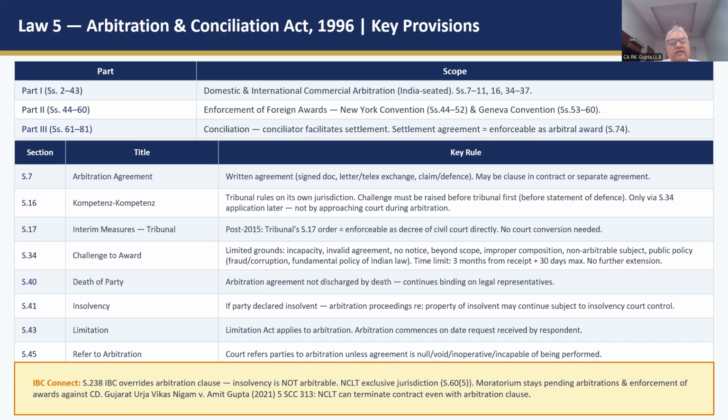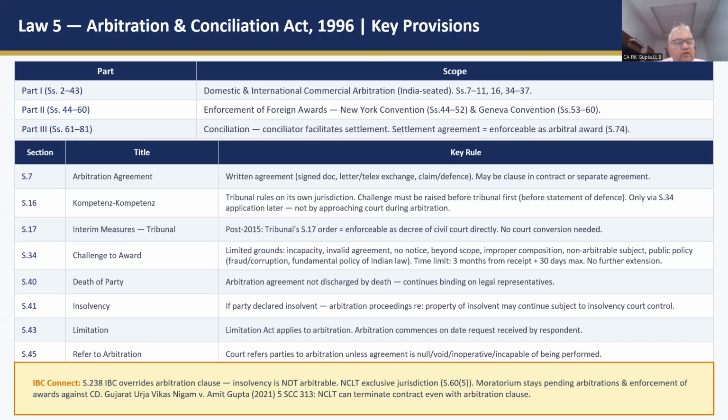Arbitration agreement is the written agreement, which is a signed document. It could be in the form of a letter, telex message, claim or defense, it could be by way of a clause in the contract, or it could be a separate agreement regarding the arbitration.